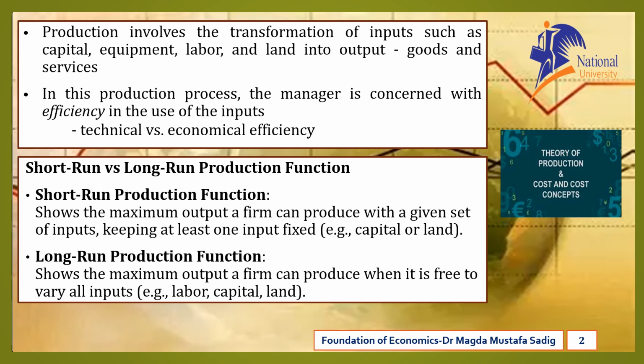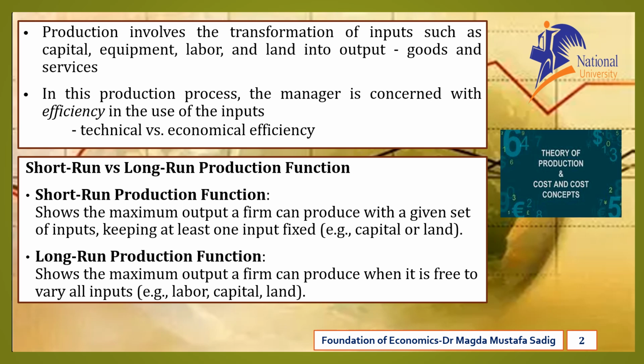By technical efficiency, we mean a firm is technically efficient when it uses the least amount of inputs to produce a given level of output. So it's about minimizing waste. Example, if one factory uses 5 workers to produce 100 units, while another uses 3 workers to produce the same units, the second is more technically efficient.